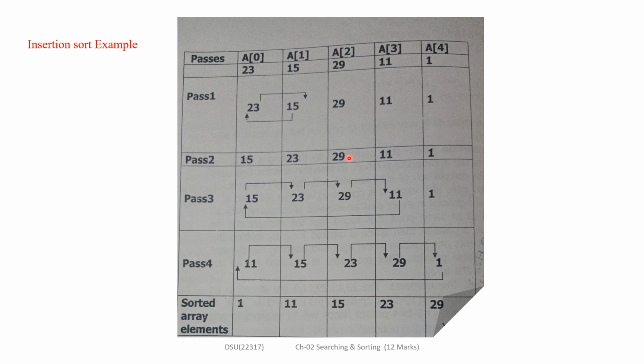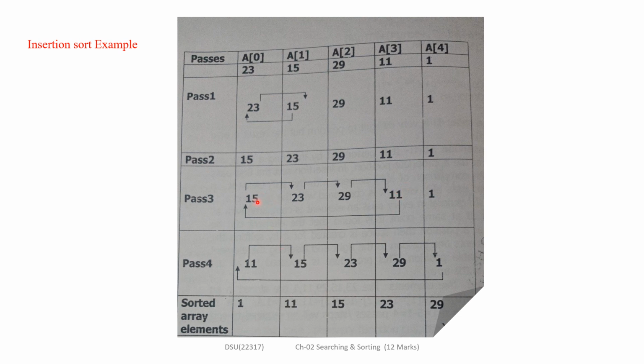29 is greater than 15, so don't do anything. Then compare a of 2, which is 29, with the element a of 1, which is 23. As 29 is greater than 23, don't do anything. Means in pass 2, we have to compare this element 29 with the first element, then the second element.